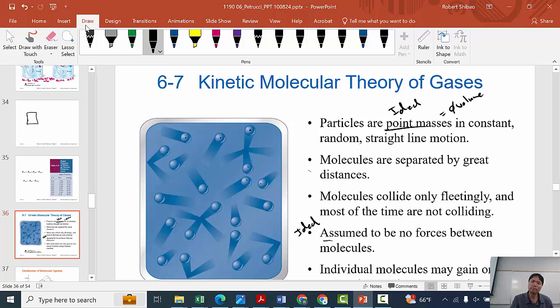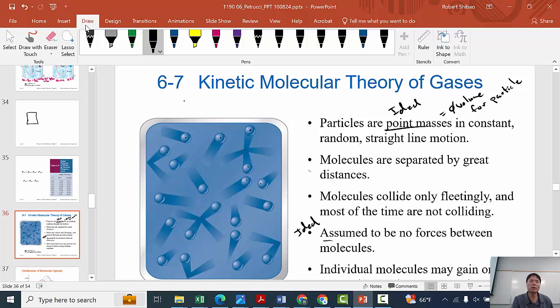Professor, so we have to remember the point volume or not? That's equal 0. You don't have to remember the word point mass. All you have to know is that ideal gases assume that the particles have 0 volume.